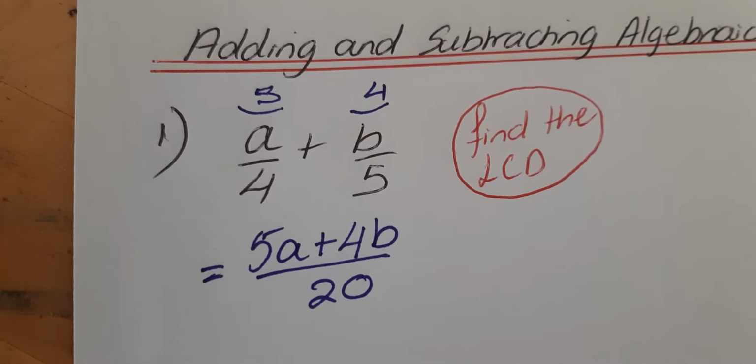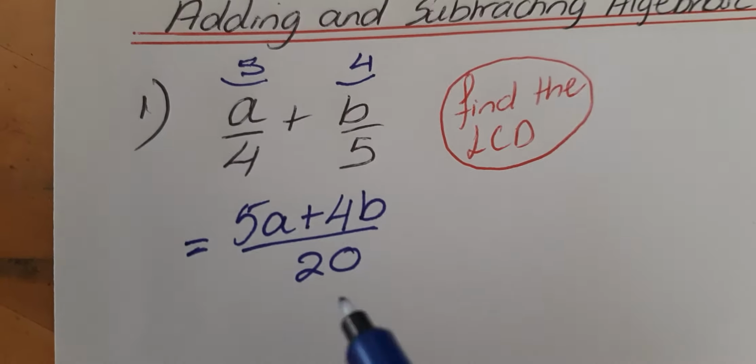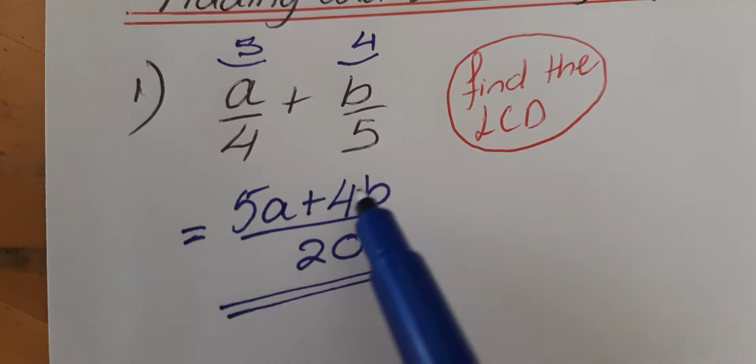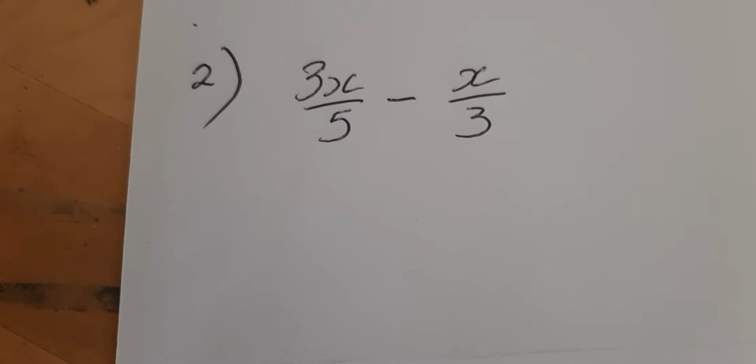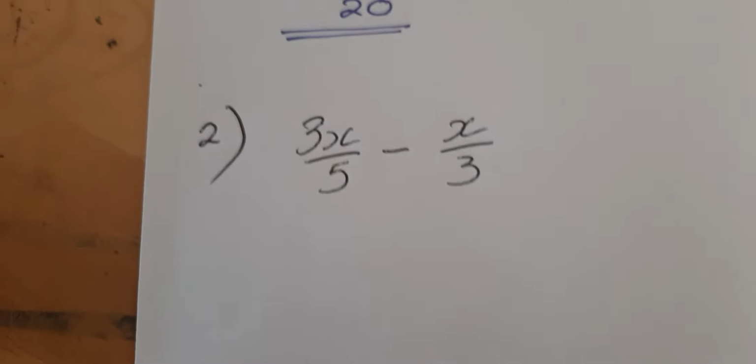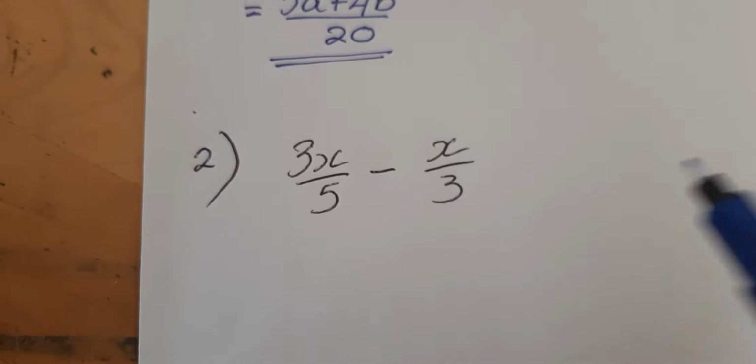It doesn't simplify any further. If you notice an answer factorizes, you should factorize, but 5A plus 5B does not factorize. So let's move on to another one. Here we have 3x over 5 minus x over 3.